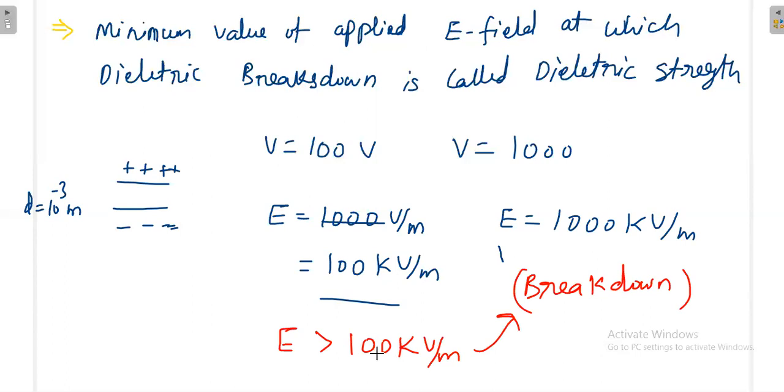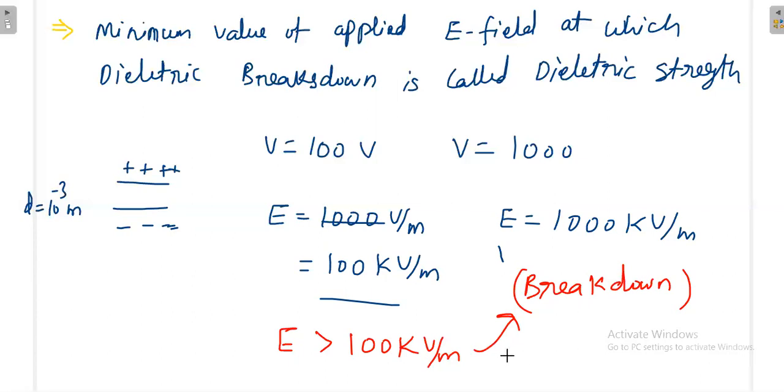This is the minimum value. If you apply 200 kilovolt, definitely there will be the breakdown. Even if you apply 300 kilovolt, there will be the breakdown. For 1000 kilovolt also there will be the breakdown. Then what is the minimum value? If E is greater than 100 kilovolt, definitely there will be the breakdown. So the minimum value here is 100 kilovolt. For more than that, definitely there will be the breakdown.